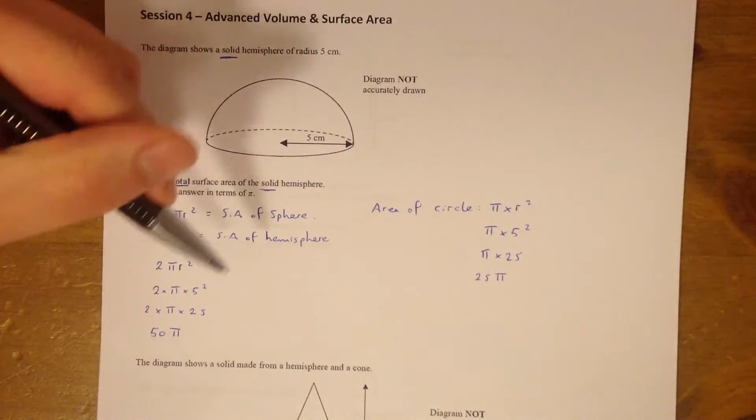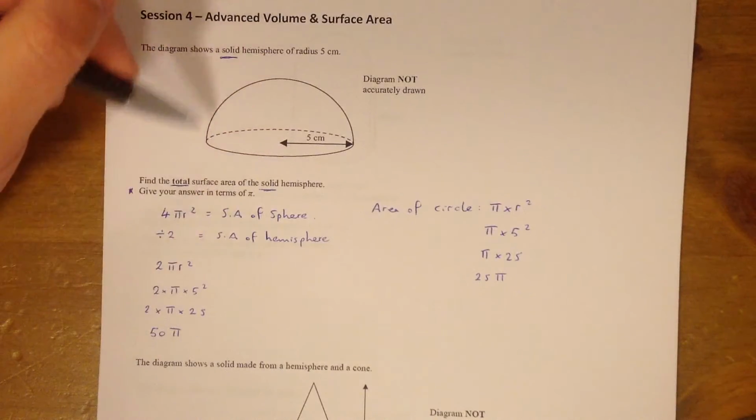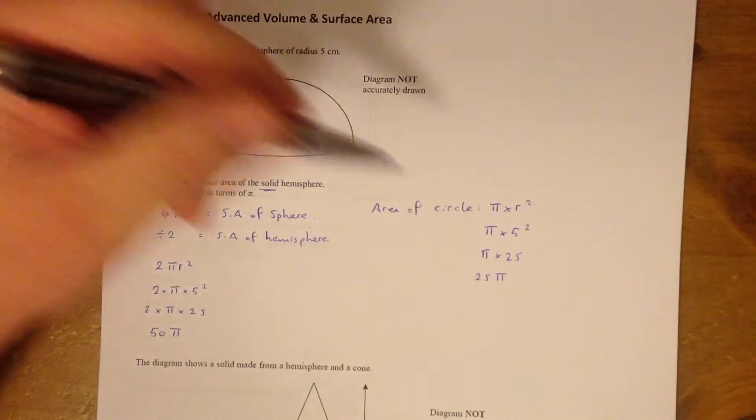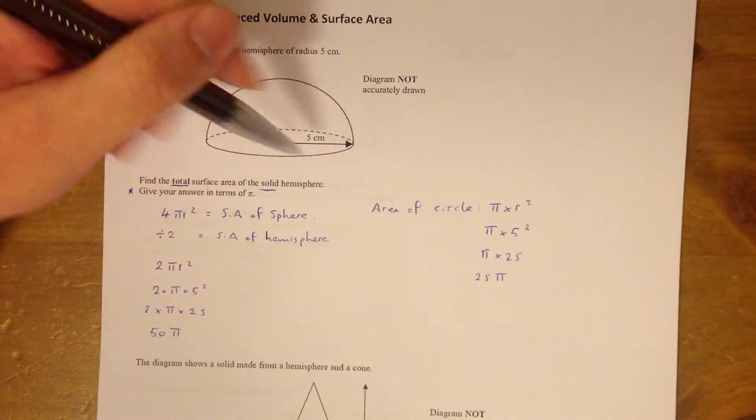So I can now bring together my final answer, 50 pi for the curved part of the hemisphere and 25 pi for the flat base.